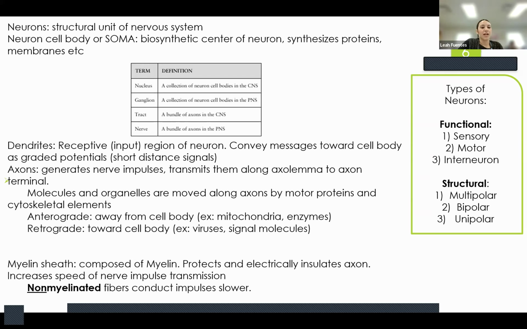And then we have axons. These generate the nerve impulses, transmitting them along the axolemma to your axon terminal. The molecules and organelles are moved along the axons by motor proteins and cytoskeletal elements. So we have anterograde and retrograde. Anterograde is going to be away from the cell body, and then retrograde is going to be toward.